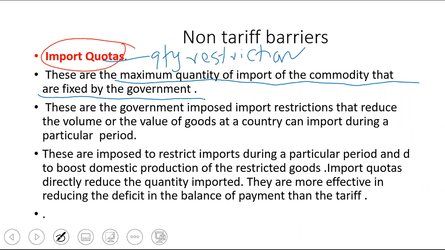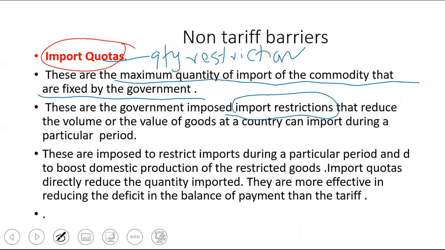If we speak about tariff, what will be that? If he is importing gold worth 50 lakhs, then 10% custom duty will be imposed. We are discussing the total value, and accordingly we decide the custom duty. Here there is no question of value, it is the quantity. It can be 1 kilo, it can be 10 kilo, it can be 100 kilo. That restriction is done by the government. These are government imposed import restrictions.